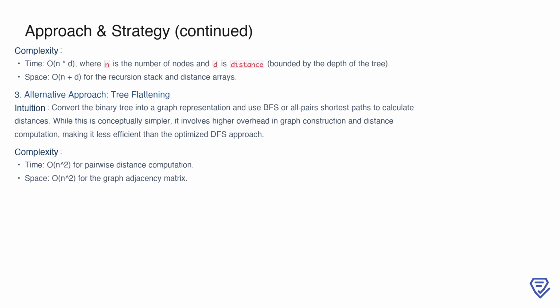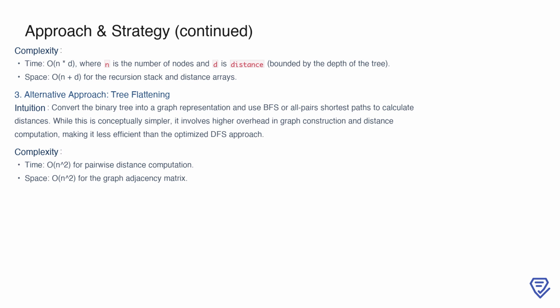For time, the algorithm runs in O(n*d), where n is the number of nodes and d is the given distance parameter, which is typically much smaller than the total number of nodes. Space usage is also efficient, requiring O(n + d) to account for the recursion stack and the distance arrays.